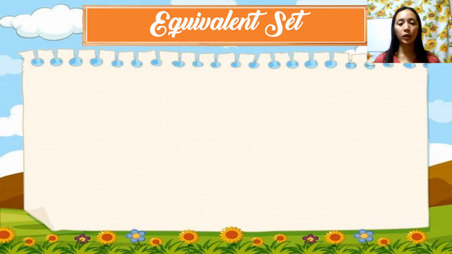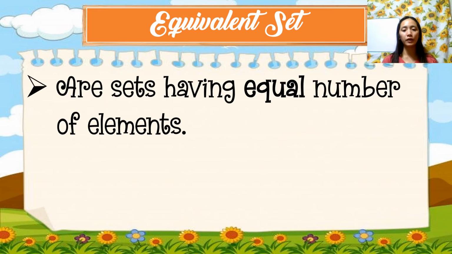Next, we have equivalent sets. When we say equivalent, these are two sets with an equal number of elements. Kanina, equal set yung tawag natin. Pag sinabi natin equal set, the two sets contain the same elements. Pag naman equivalent, these are two or more sets having an equal number of elements. Ibig sabihin, pareho lang siya ng bilang. We are not specific on what elements are in each set.